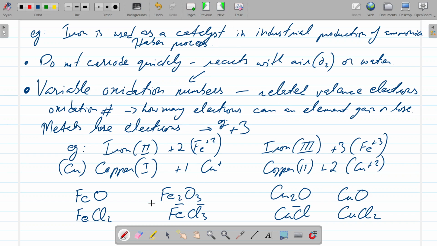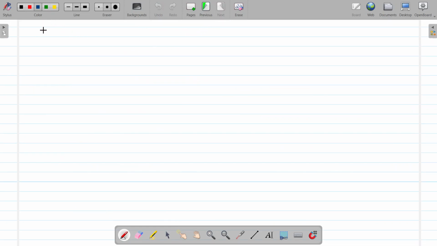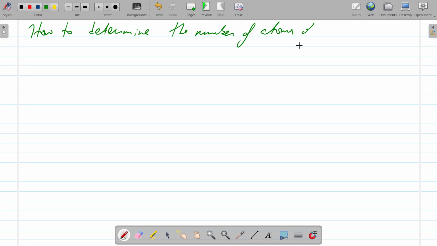Now I was going to mention these numbers, the numbers of atoms present in these molecules. And so how to determine the number of atoms of an element in a molecule.